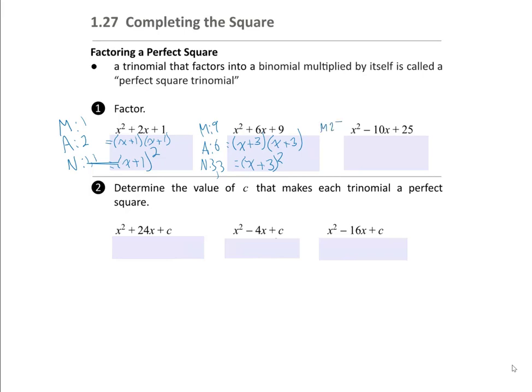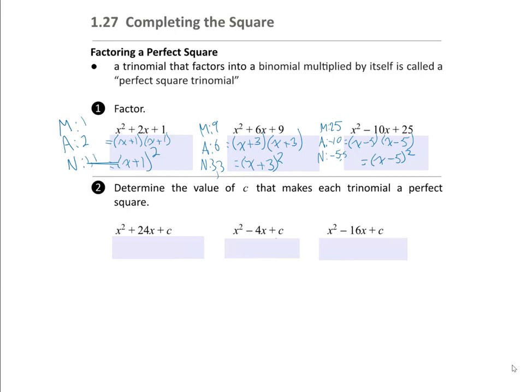Moving on to the next one. Multiplies to 25, adds to negative 10. Our numbers are what? If you said negative 5, you are correct. We have negative 5 twice. So if you said x minus 5 times x minus 5, you're good, which is really just x minus 5 squared. Pretty straightforward stuff, not overly complicated.